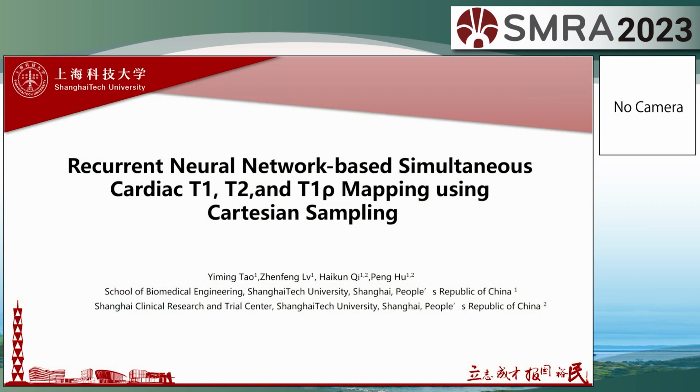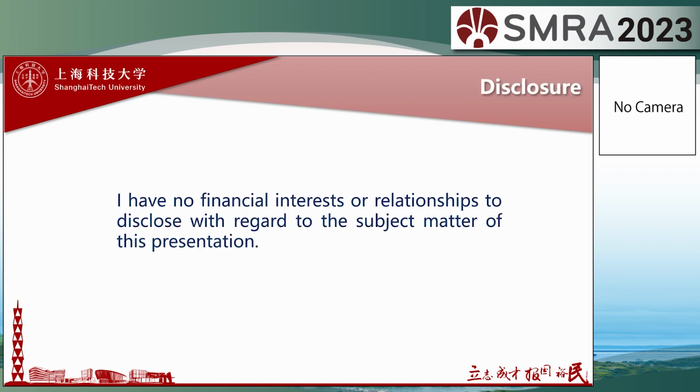We'll now welcome Yiming Tao to discuss recurrent neural network-based simultaneous cardiac T1, T2, and T1 rho mapping using Cartesian sampling. Thank you for your introduction. But for some reasons, the speaker Yiming Tao isn't here. I'm Yuan Ren, her colleague at ShanghaiTech University. I will be presenting this work on her behalf. I have nothing to disclose.